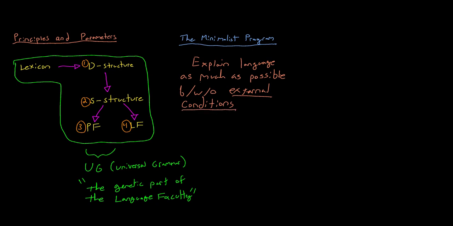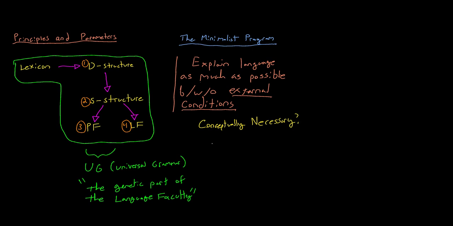And so how this is implemented, how this prime directive is put into practice, follows from a pretty simple question. And the question is, what parts of language are conceptually necessary? In other words, what parts of the language faculty can we not afford to do without?